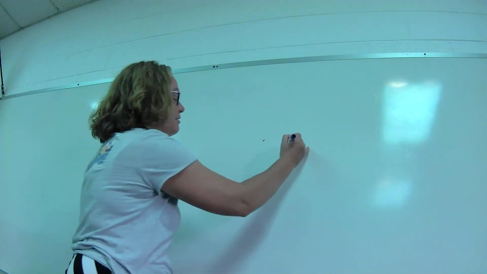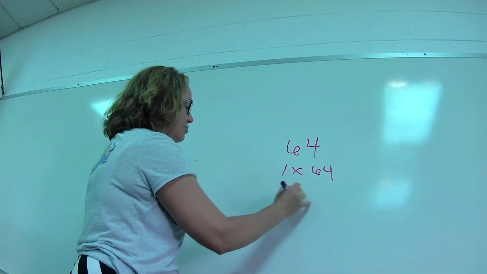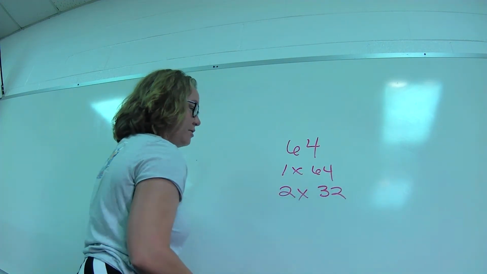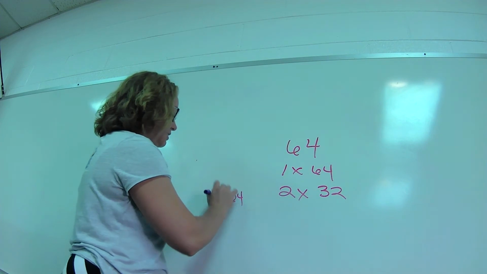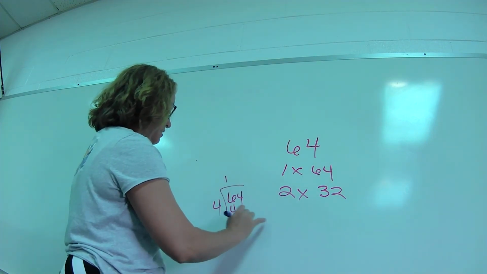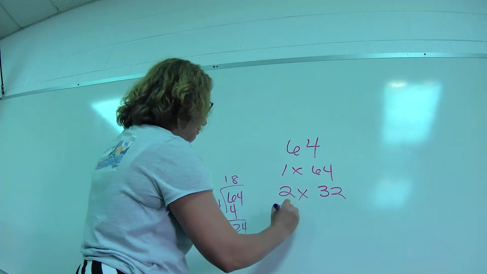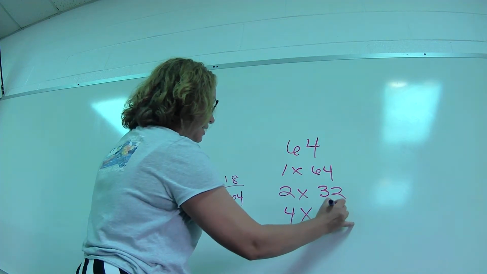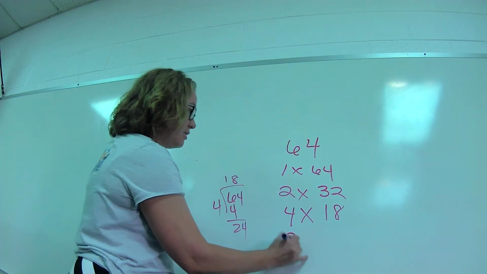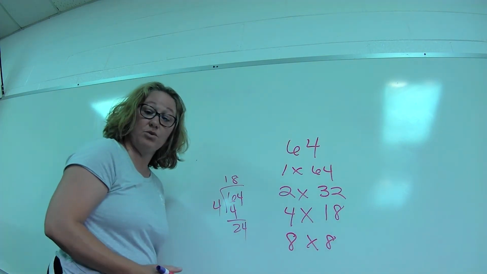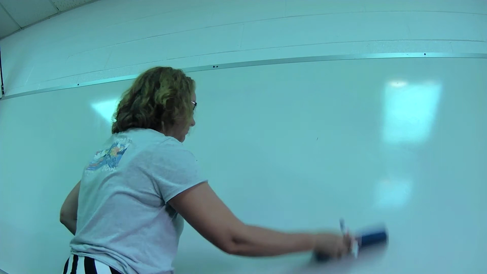Let's put up another one up here. Let's go with 64. All right, so you could do 1 times 64. You can do 2 times 32. Does 4 go into 64? I think it does. 64 divided by 4 gives you 16. So 4 times 16. 5 doesn't work. 6 won't work. Then you could have 8 times 8. So which pair of factor pairs do we want to take? Let's take 8 times 8.